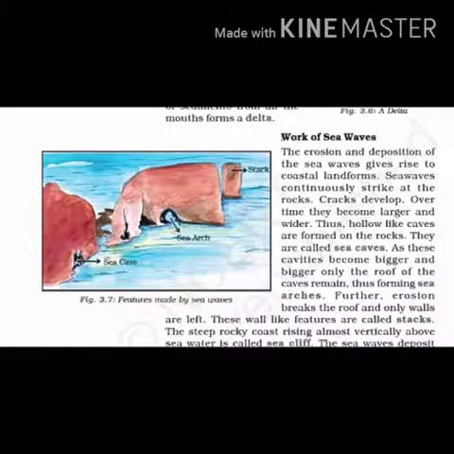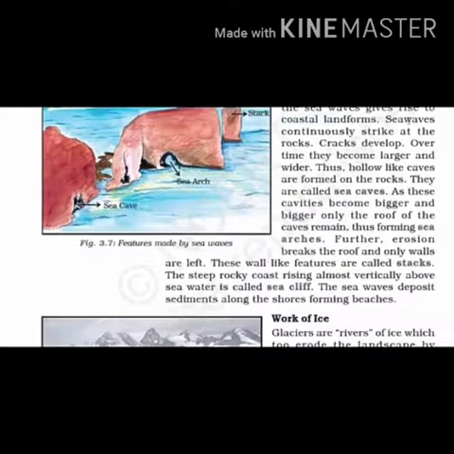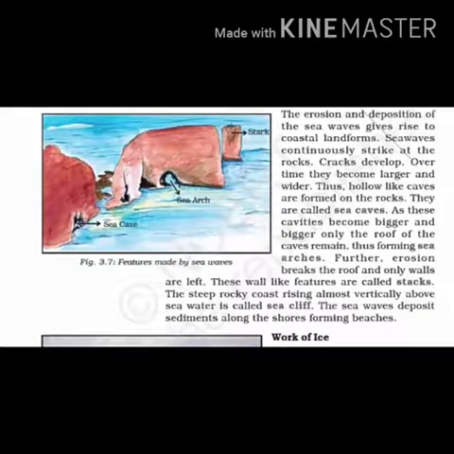Now let's read about the work of the sea waves. What do the sea waves do? We know that the erosion and deposition of the sea waves help in forming the coastal landforms, that is the beach. The sea waves continuously strike at the rock. If you see this picture, you can see these small arches and sea caves that are formed in the rock. These are due to the continuous strike of the sea waves, and over time they become larger and wider. Thus hollow-like caves are formed on the rocks. They are called sea caves, and at some places you can see sea arches are formed. And then we have another type of formation called the stack.